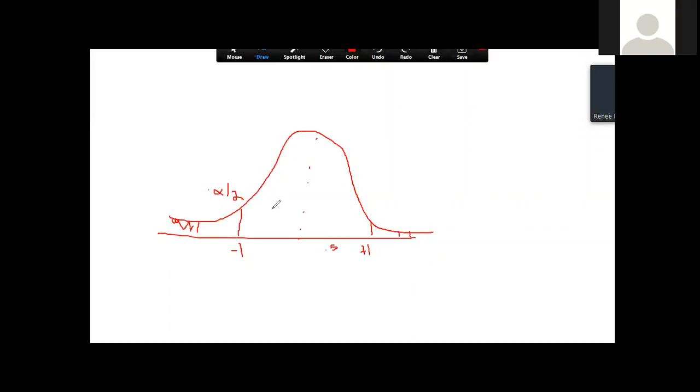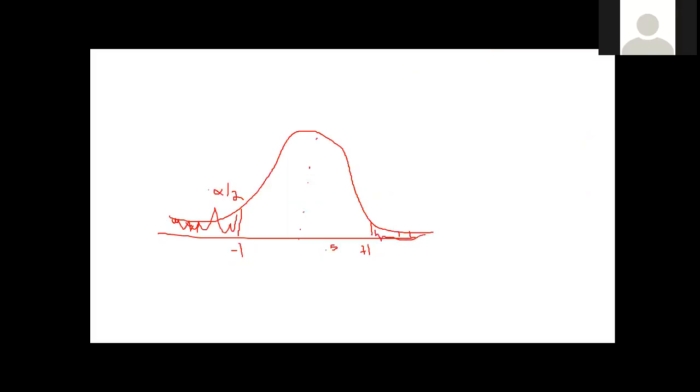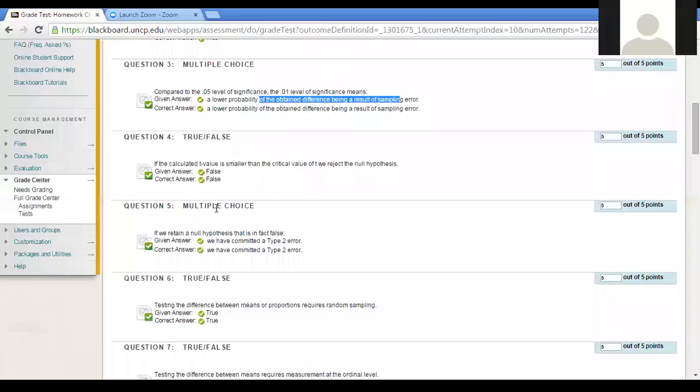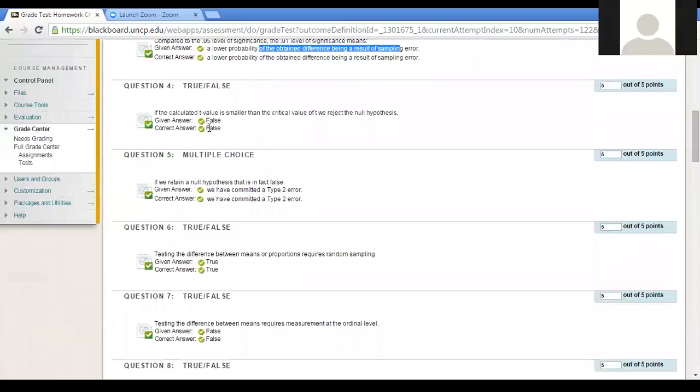I think the best thing to say is if the obtained t is between the two critical values, you want to fail to reject. These are your rejection regions. Only reject if it falls into these areas here. So the answer here was false. Number 5, if we retain a null hypothesis that is in fact false, we have committed a type 2 error.